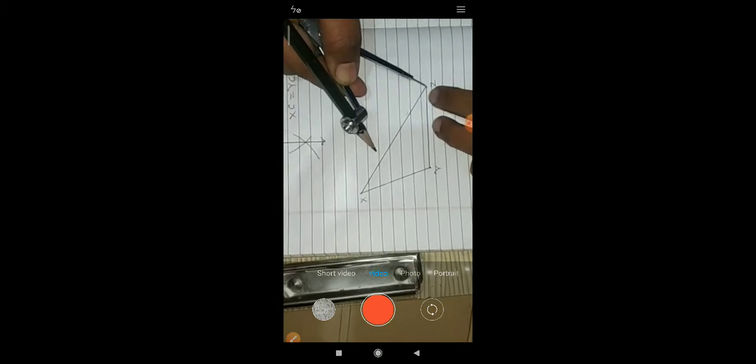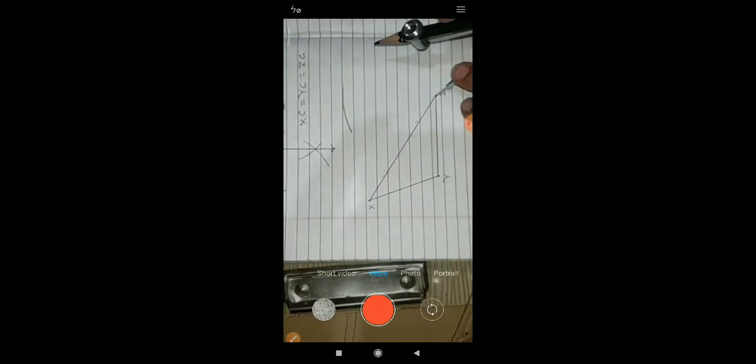Okay, now I will put this metal point on z. Same procedure we have to follow which we used for the acute angle triangle, for this obtuse angle triangle also. Take more than half distance in a compass. Since xz is greater, the distance more than half we have to take in a compass. Draw the arc above the line. Now put this metal point on x.